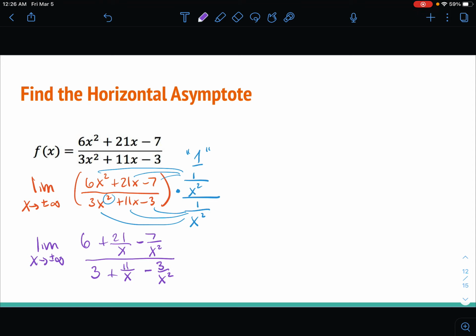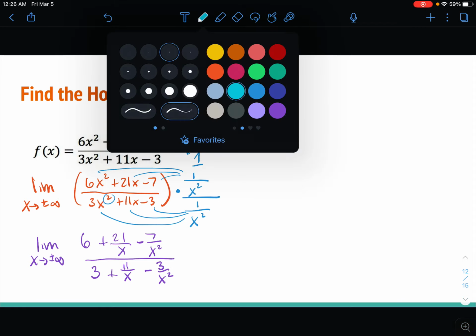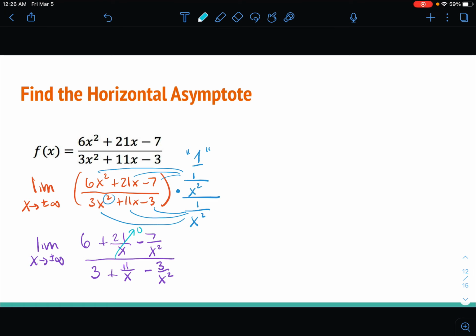Now remember what happens when I plug in something huge into the denominator. 21 divided by something huge. What would that be approaching? It would be approaching 0, as would this and this and this. So what am I left with? 6 plus 0 minus 0, right? Doesn't matter. 3 plus 0 minus 0, same thing. And so we get 2. So the horizontal asymptote is y equals 2.